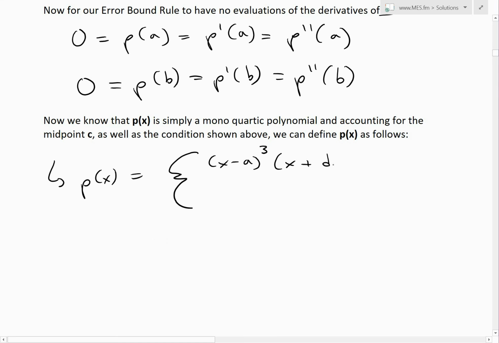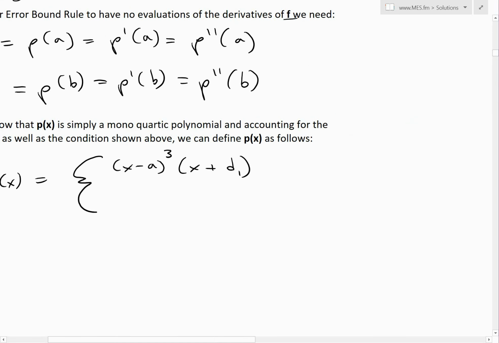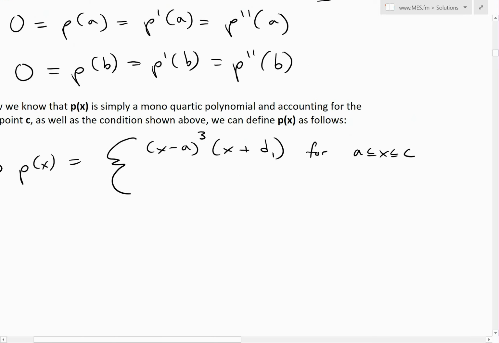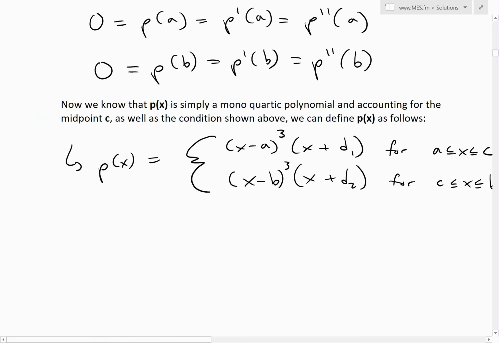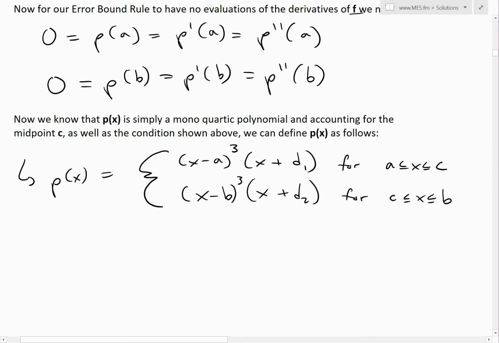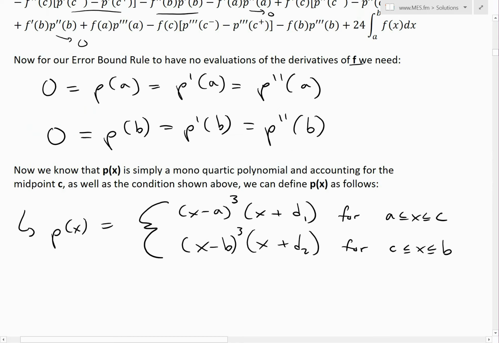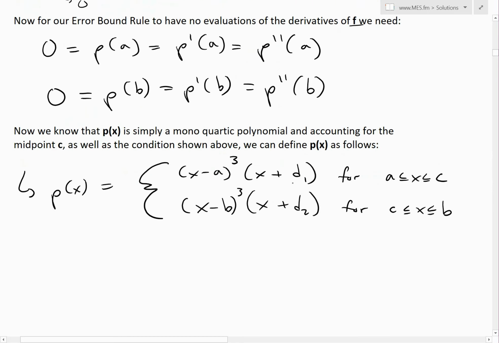plus d1. So that's a coefficient. This is for a less than x less than c. And this is x minus b right here, times x plus d2, the coefficient. And this is for c less than x less than b. So we broke it up into two parts, and again, this is a monic polynomial. If you multiply this out, you'll have an x cubed times an x, so that's x to the power of 4. So we're defining this to match up with what we want for the function. And then we just need to solve for that coefficient to make it fit all nicely.